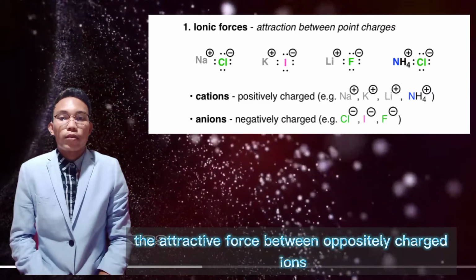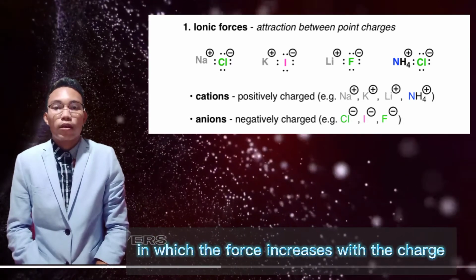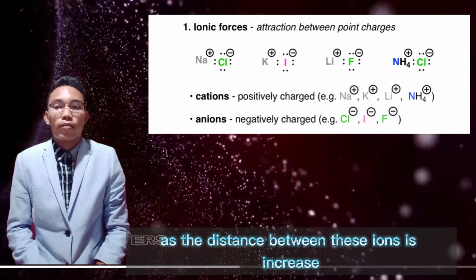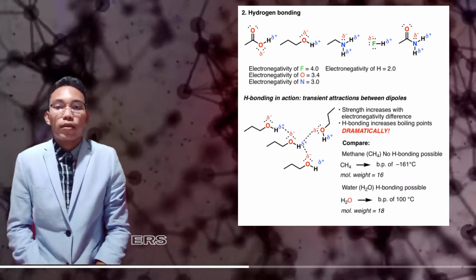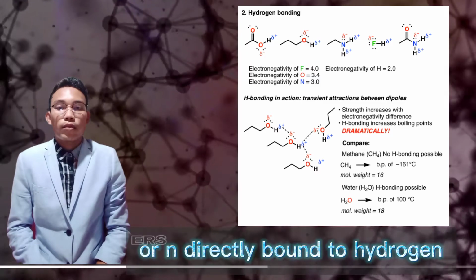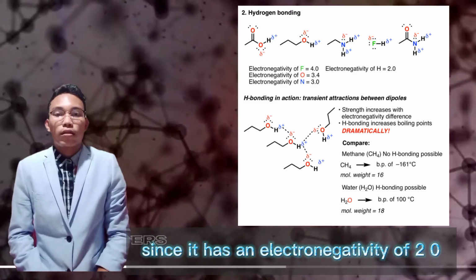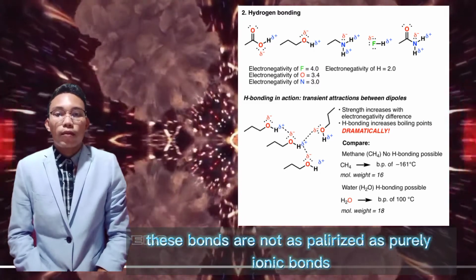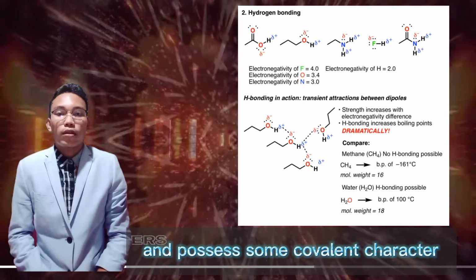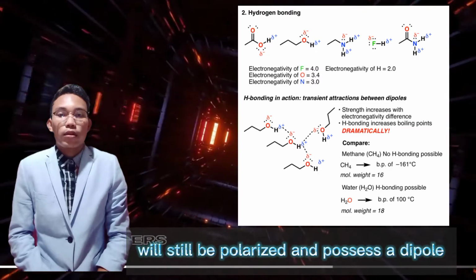The attractive force between oppositely charged ions is described by Coulomb's law, in which the force increases with the charge and decreases as the distance between these ions is increased. Hydrogen bonding occurs in molecules containing highly electronegative elements F, O, or N directly bound to hydrogen. Since hydrogen has an electronegativity of 2.2, these bonds are not as polarized as purely ionic bonds and possess some covalent character. However, the bond to hydrogen will still be polarized and possess a dipole.